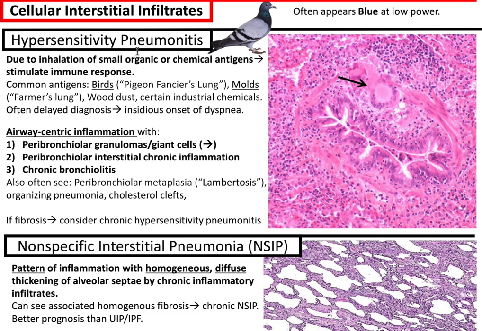You'll have airway-centric inflammation with 1. Peribronchiolar granulomas and giant cells, as you can see here, and the bronchiole here. 2. Peribronchiolar interstitial chronic inflammation, and 3. Chronic bronchiolitis. You can also often see peribronchiolar metaplasia or Lambertosis, organizing pneumonia, and cholesterol clefts. If fibrosis, consider chronic hypersensitivity pneumonitis.